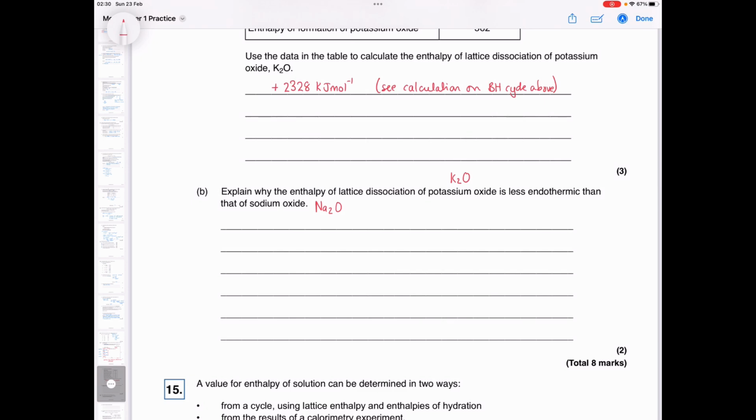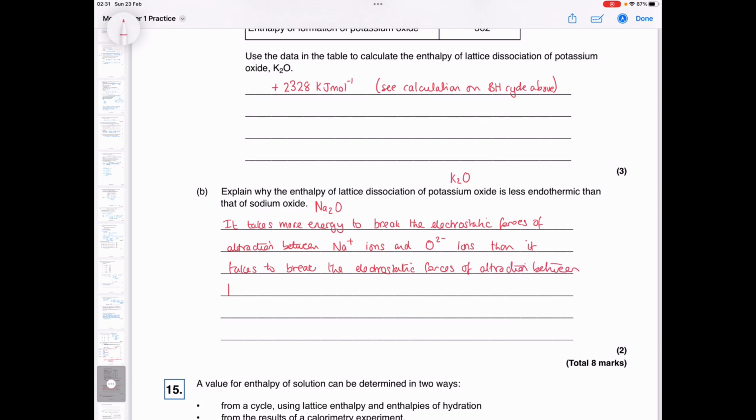Okay, so it takes more energy to break the electrostatic forces of attraction between the Na plus ions and O2 minus ions than it takes to break the electrostatic forces of attraction between K plus ions and O2 minus ions.